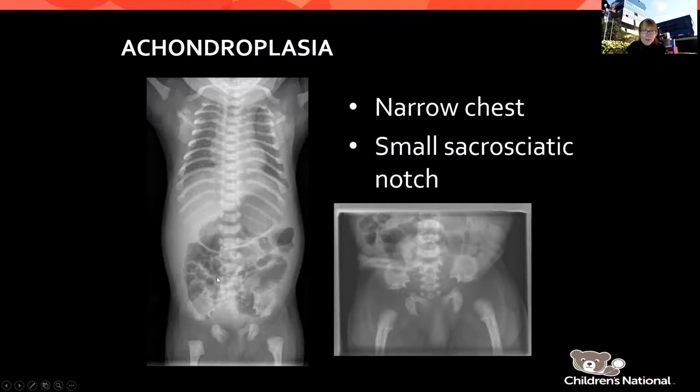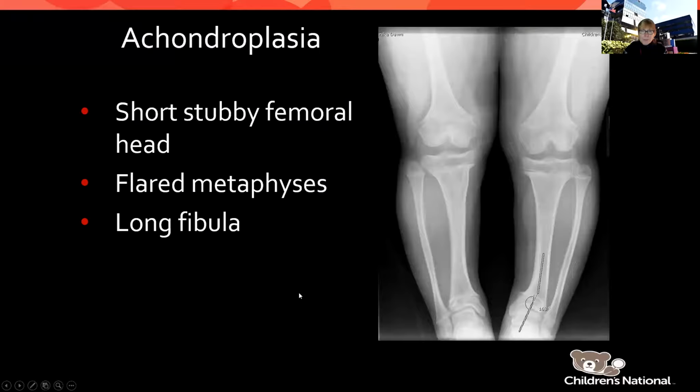The pelvis is very important in these cases. You can see the narrow sacroiliac notch and a horizontal-looking pelvis. And then again, the femurs are going to be short. You get a little bit of flaring of the metaphyses, and they can have a long fibula.